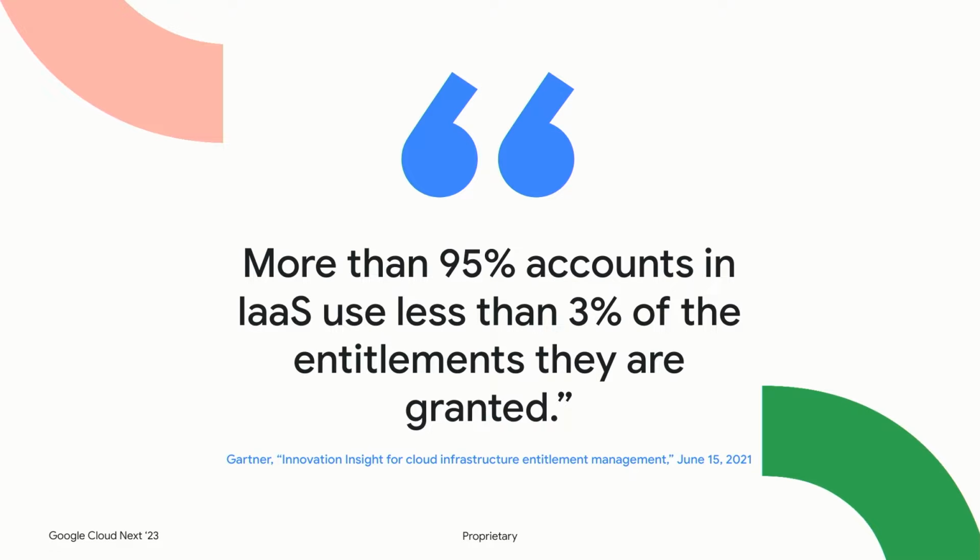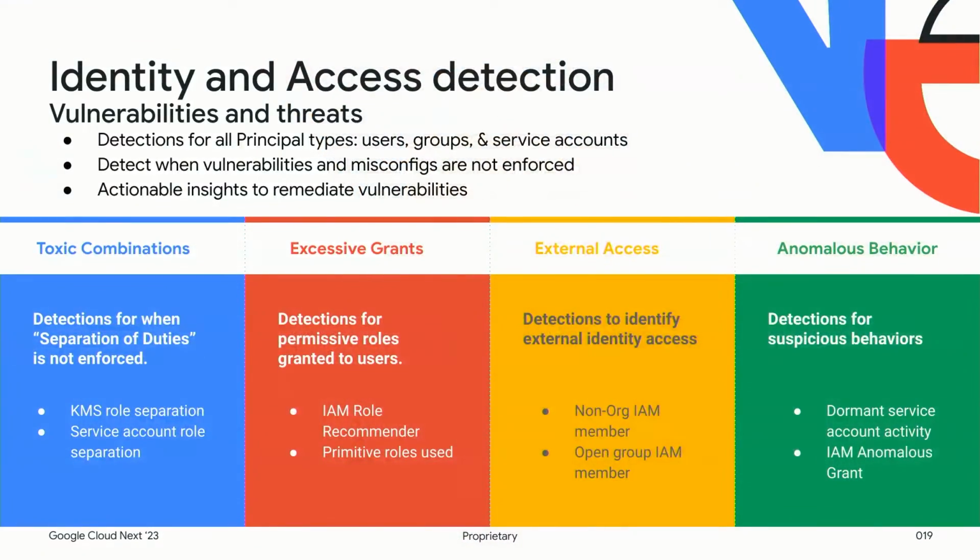You actually don't know how well you've configured it. You're not sure what the effective access is. All of these things are problematic and make it very vulnerable for the identities and the access that they have. So with regards to misconfigurations and identity-related access drifts, we have a number of out-of-the-box detections within Cloud Security Command Center. Things related to toxic combinations, when there's no separation of duties. We have a number of detections on that.